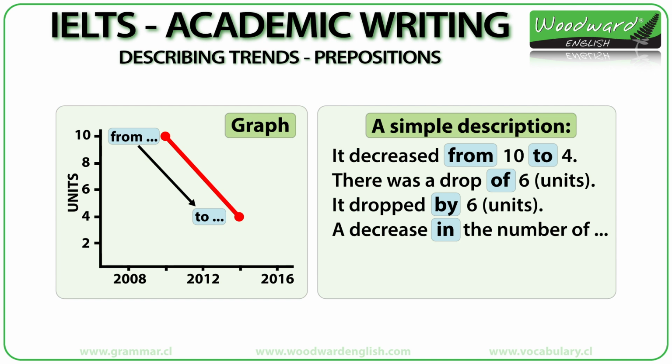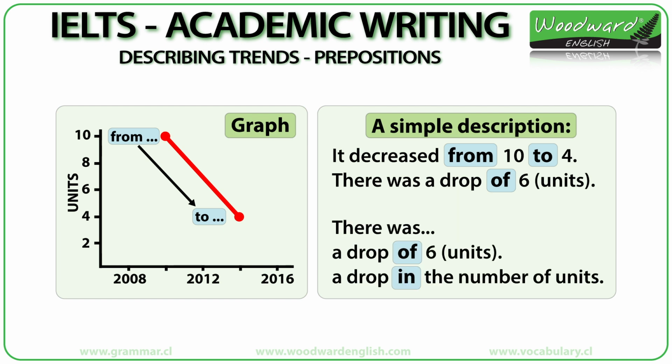Here we haven't specified a number. We don't know if it is 6 or 6 million. We just know there was a drop or a decline. Now compare the two together. There was a drop of 6 units. There was a drop in the number of.